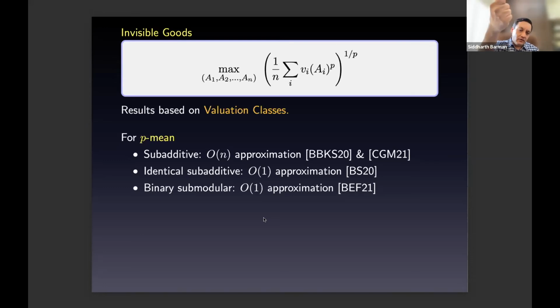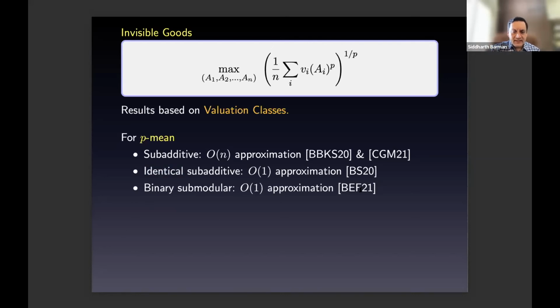So I'll give you one allocation and tell you, go pick your p, and this single allocation that I've given you will have p-mean welfare within a constant factor of the optimal p-mean welfare. The optimal can change, you can change the p, but I'll just give you one fixed allocation. This is the case when all the valuations are identical.